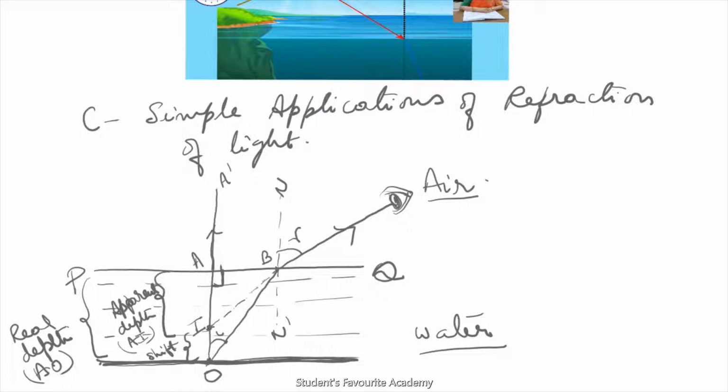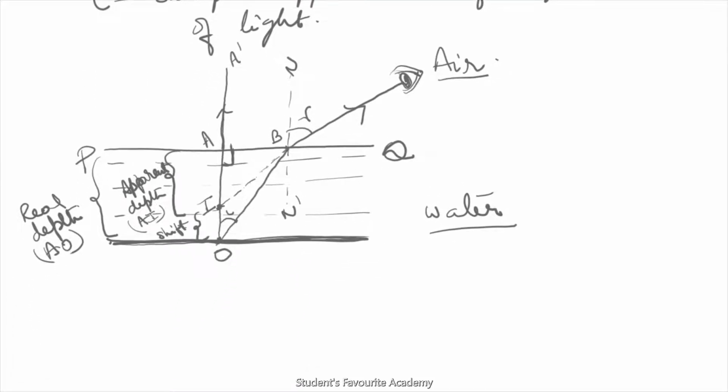So this is the reason when we place a coin in a glass beaker and we pour water and view from the top of the beaker, the coin appears to be raised. This phenomenon is because of refraction of light, right? Is the concept clear? Now we need to calculate the real depth. If you know it, you can calculate the apparent depth, and you can even calculate the refractive index of the medium with respect to air using the real depth and apparent depth.